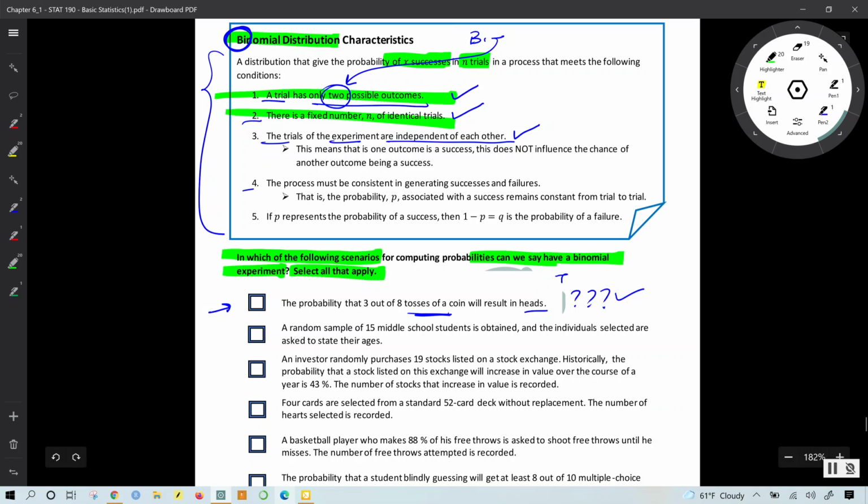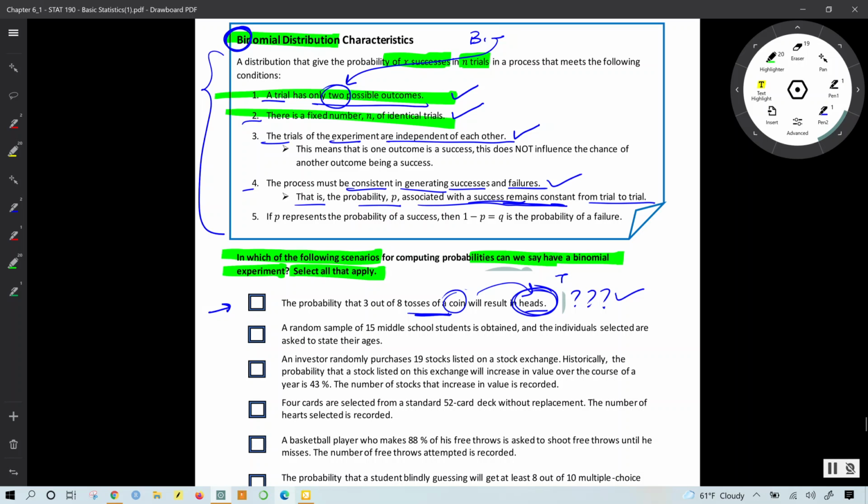Then 4, whenever you toss a coin, the probability of getting a head is 50-50 in this case. And this will not change from one toss of the coin or one trial to another. So there is a consistency in generating successes and failures. That is, the probability of a head in this case, which is 0.5, will be the same from one toss of the coin to the other, or the probability of success will remain constant from trial to trial. This condition is also met.